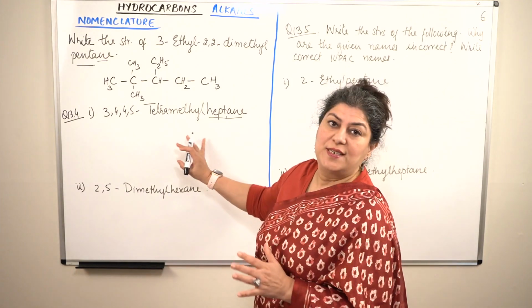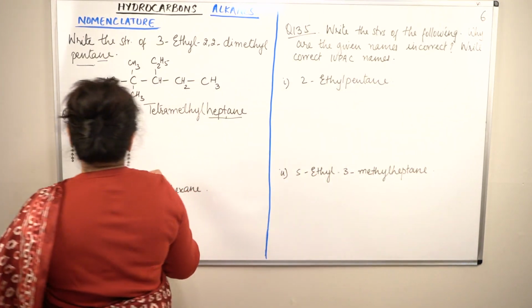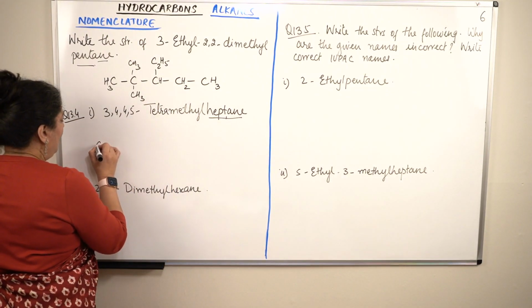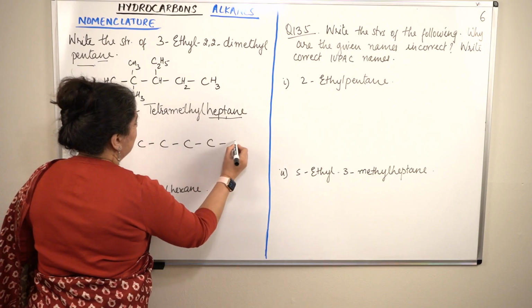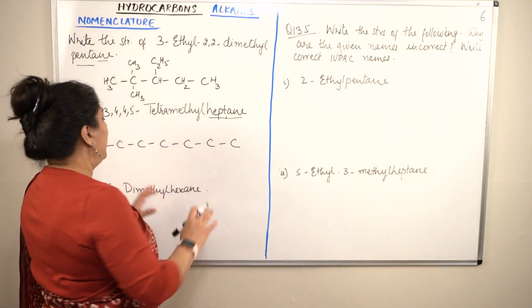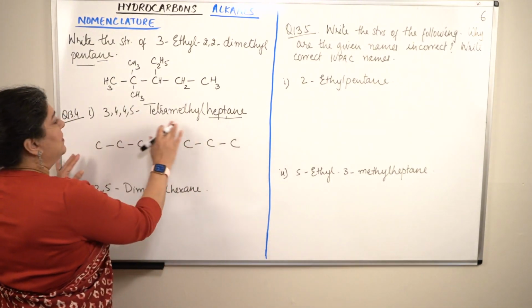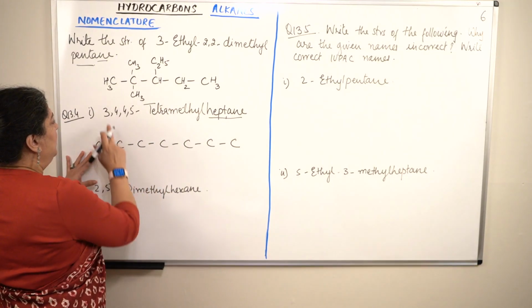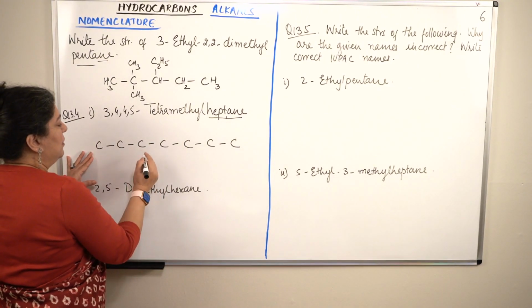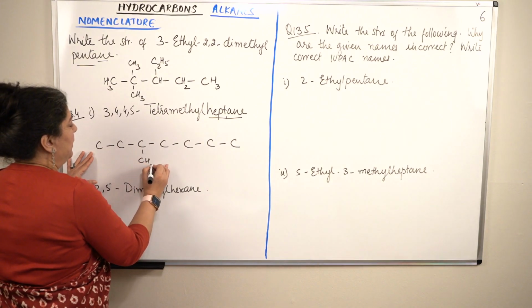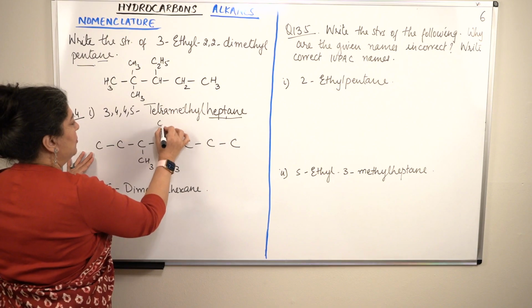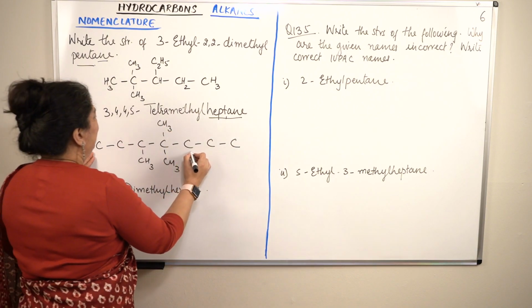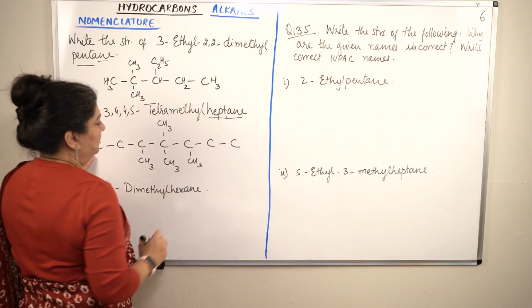It is a saturated hydrocarbon. So let us first write down the carbon chain. 1 to 7. 7 carbon atoms, this is heptane, and the substitution is on the third carbon. 1, 2, 3, this is the third carbon. There is a methyl group here. There are 2 methyl groups on the fourth carbon, CH3 CH3, and on the fifth carbon there is 1 methyl group.